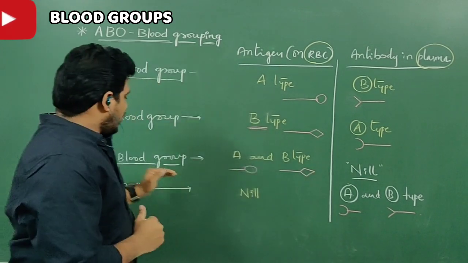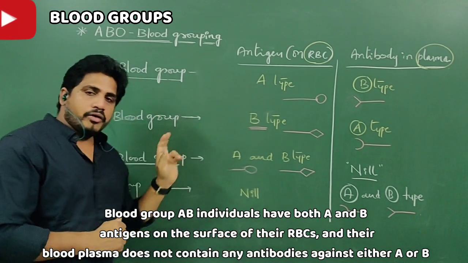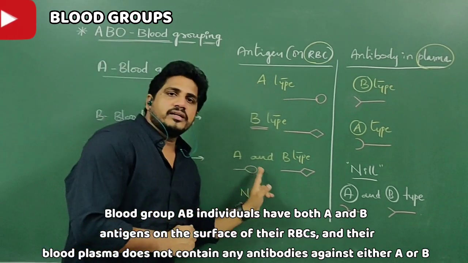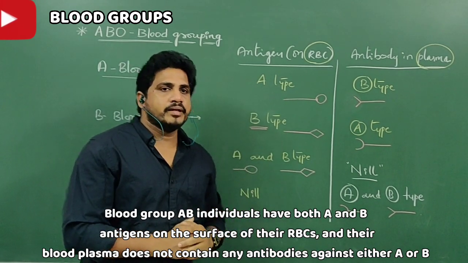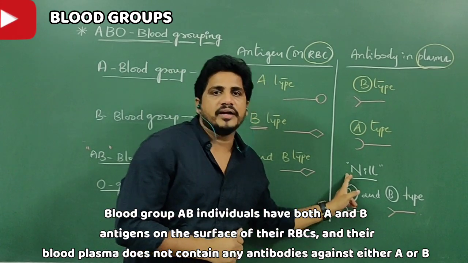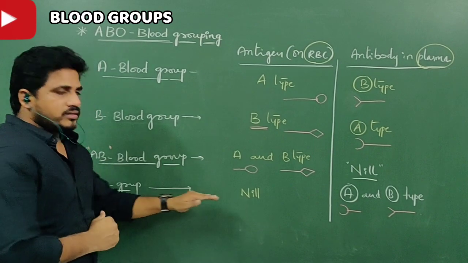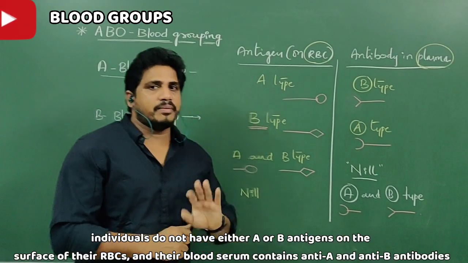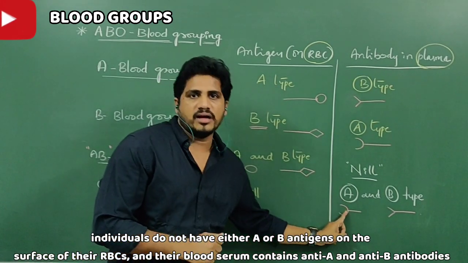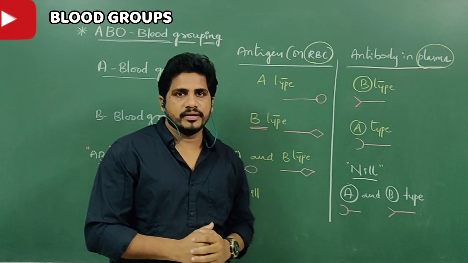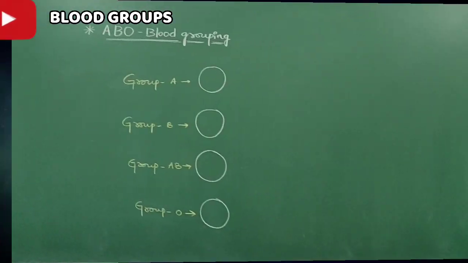Clear? Then how can you define the AB blood group? Just write. In an AB blood group person, both A type and B type antigens are present on the cell membrane of the RBC, but they do not have antibodies. An O blood group person does not have any type of antigens, but has A type and B type antibodies in the plasma, meaning outside the RBC. So this is very important data to continue the topic.